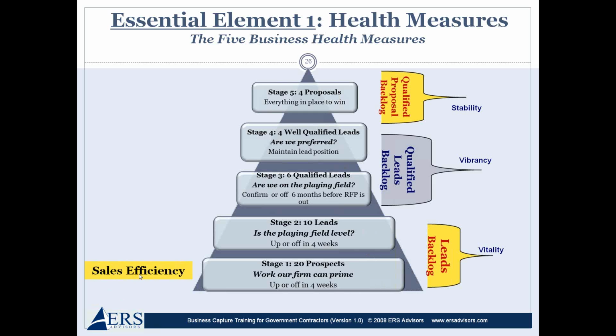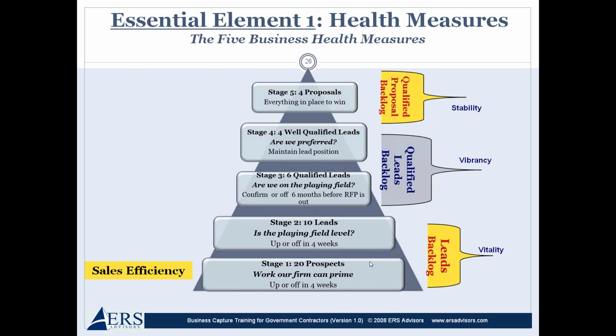And the 5th measure is sales efficiency, which is how effective your process is, and that's really where EZGov comes in. The more you use tools like that, the lower the overall cost of your procurement pursuits are going to be, and the higher your sales efficiency will be.